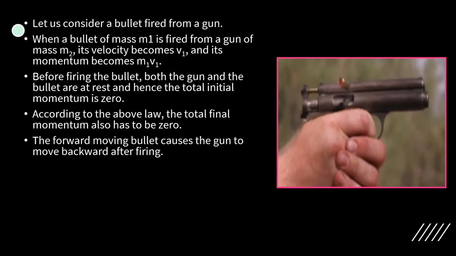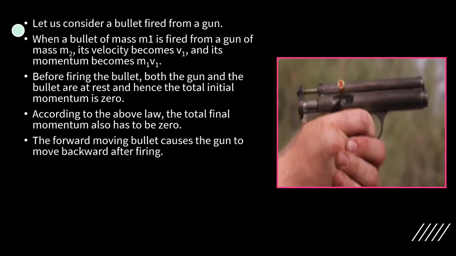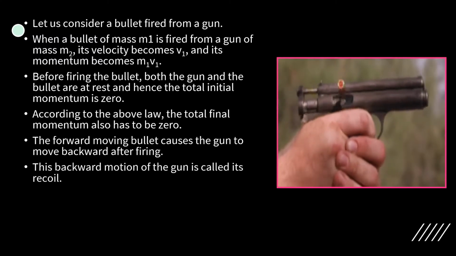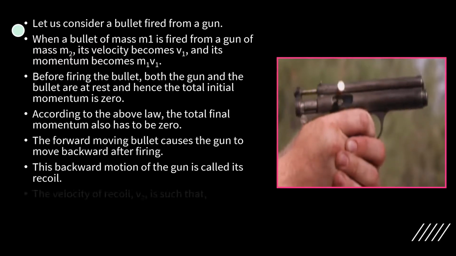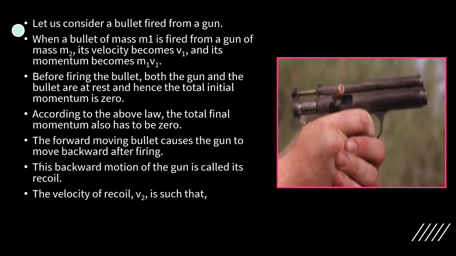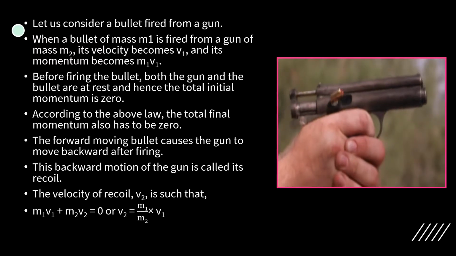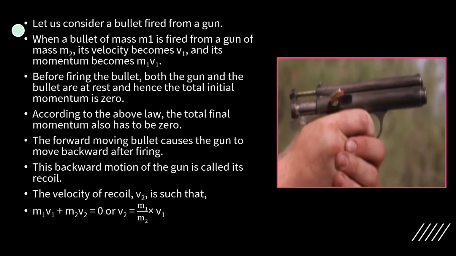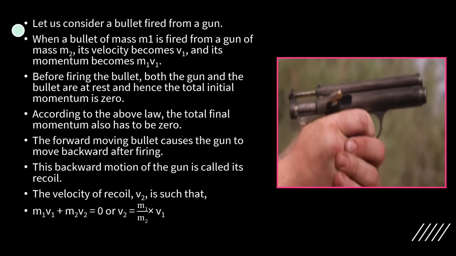The forward moving bullet causes the gun to move backward after firing. You can witness it very well in the picture given. This backward motion of the gun is called recoiling. So the velocity of recoil, let us take it as v2. According to the law of conservation of momentum, m1 v1 plus m2 v2 should be equal to 0, so v2 can be calculated as minus m1 upon m2 into v1.